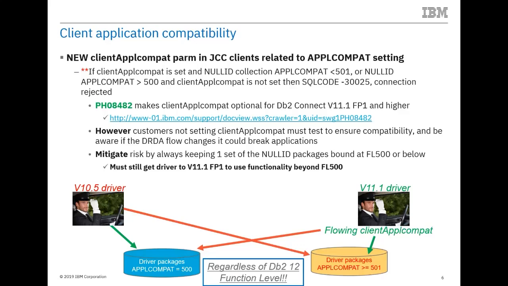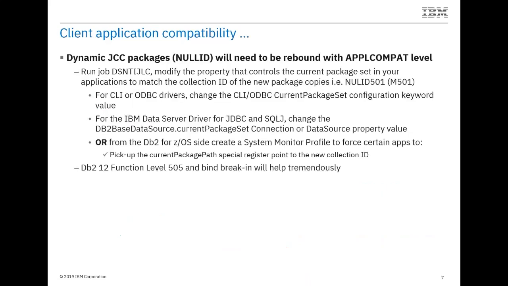But if either of these scenarios depicted at the bottom with a red arrow occur, you're going to get basically a denial of service. So negative 30,025, the connection's actually rejected if you have a down level driver that tries to connect to a package bound at 501 and up. And we have had customers who've done a massive rebind on their JCC packages and basically denied their own service. So something to be aware of.